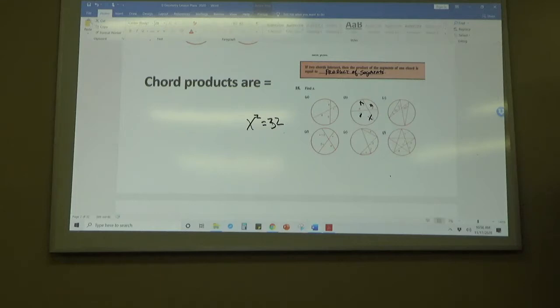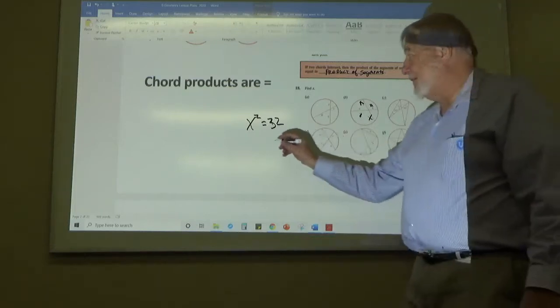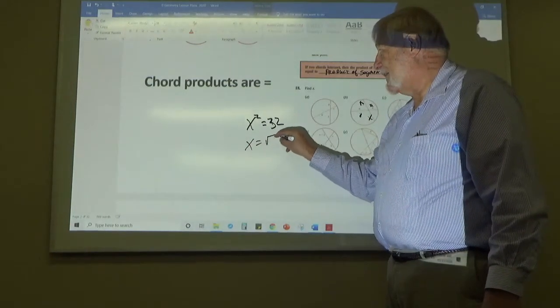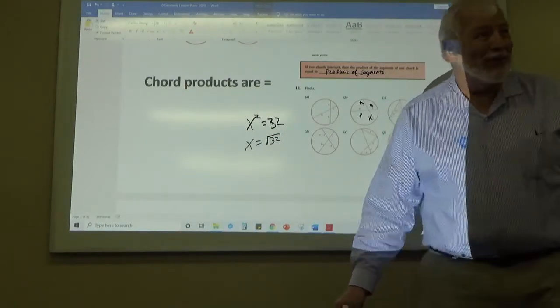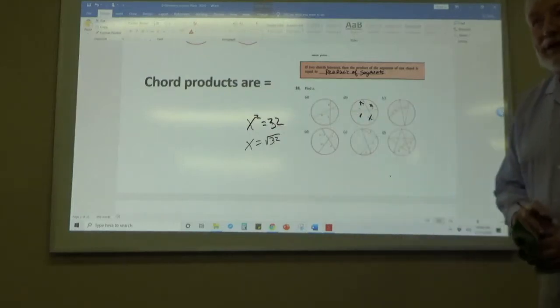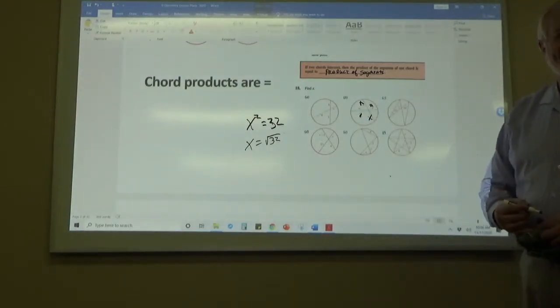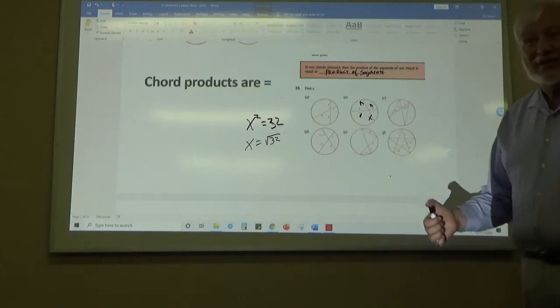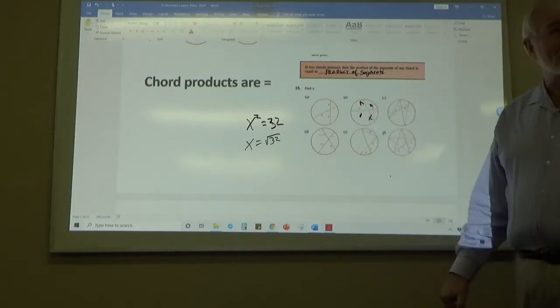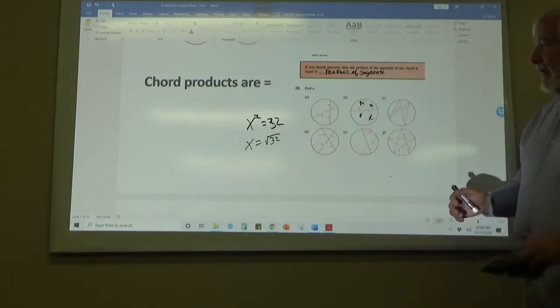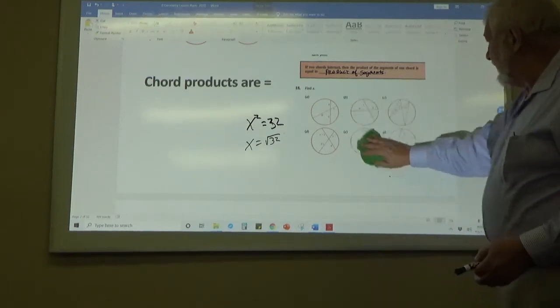Real simple. You're going to hate yourself. What's x? Take the square root of both sides. x is equal to the square root of 32, period. 5.65 something. We'd give a number if we need one. Whatever that is, some number, 5.6 or so. Okay, that's how that works.